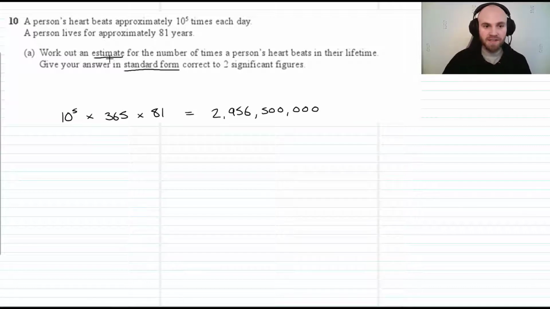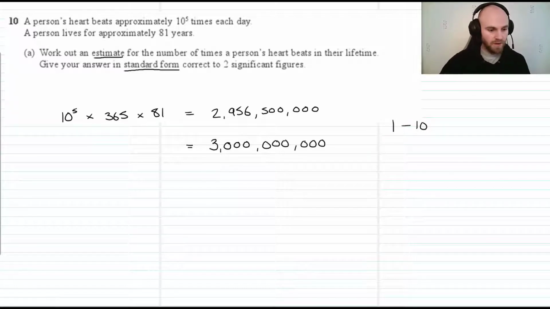Now, because it's an estimate, we need to round it to something. It doesn't have to be perfect. So I'm going to round that. It's quite close to 3 billion, so I'm going to put it as 3 billion for now. That's a better estimate than this. It's a lot easier. But it also asks for the answer to be in standard form and correct to 2 significant figures. So remember, the number needs to be between 1 and 10.